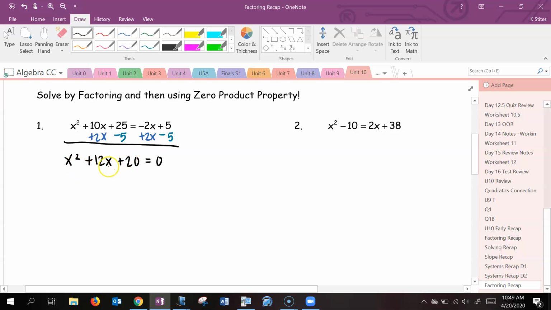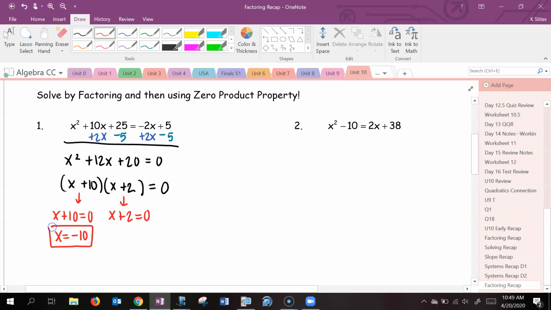We are multiplying to 20 and we are adding to 12. Notice I'm not worrying about a GCF at all because there's nothing in front of my x squared. So I can go straight to my box problem. Multiplying to 20 and adding to 12 is a 10 and a 2. So that's the factored form, and now I'll go ahead and solve it using zero product property, or ZPP. Just a reminder, that's where I set each part equal to 0, and I'll get x equals negative 10, and I'll get x equals negative 2. And those are your two answers.